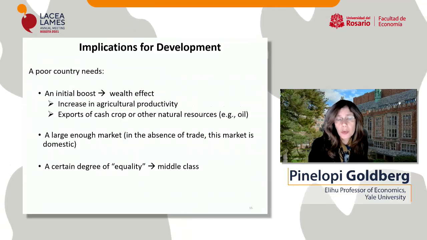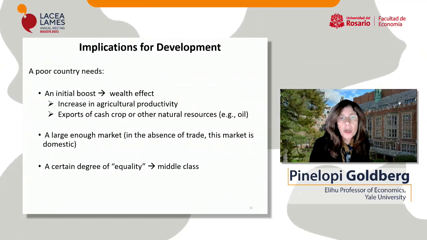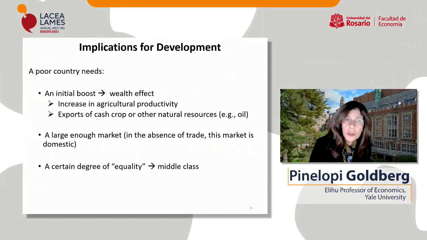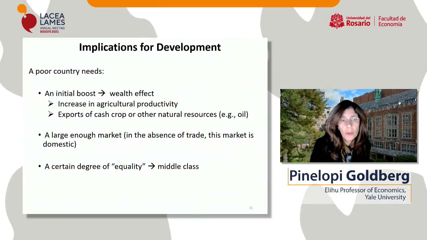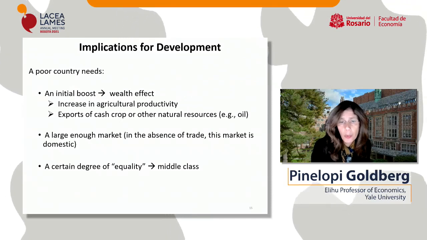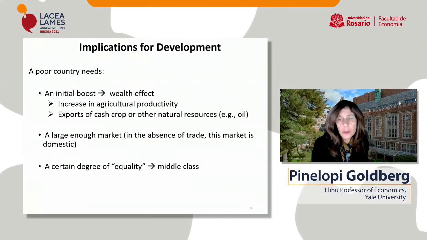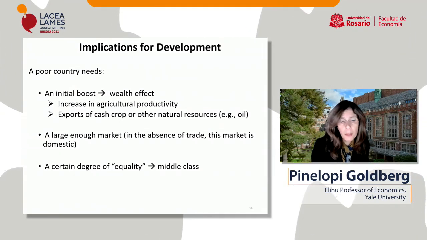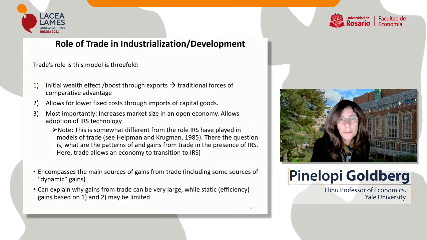So what are the implications for development? If you focus on a poor country, according to this view of the world, a poor country would need an initial boost, the wealth effect, that can come from an increase in agricultural productivity or from exports of this cash crop or other natural resources. It needs a large enough market. So in the absence of trade, this market needs to be the domestic market. And then it needs a certain degree of equality, so a middle class.